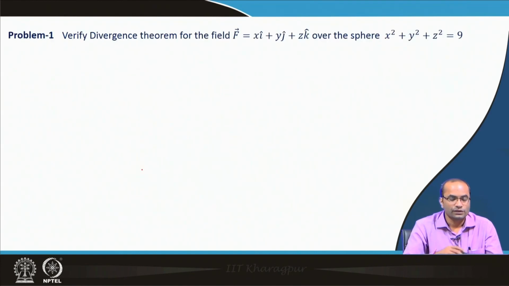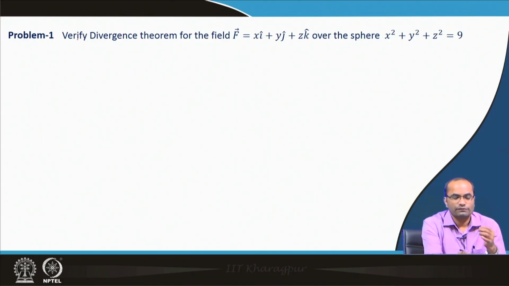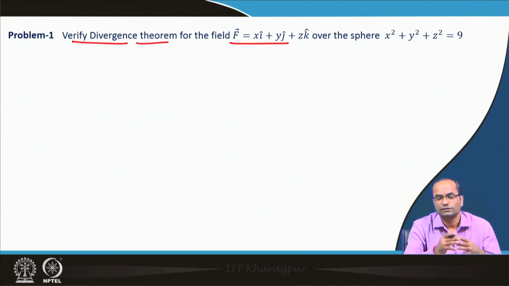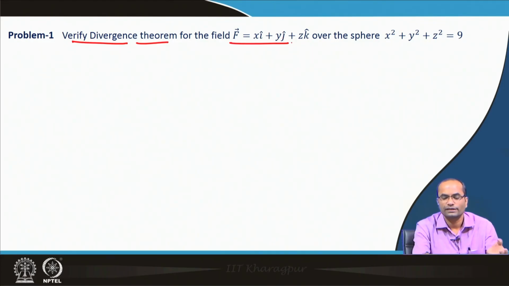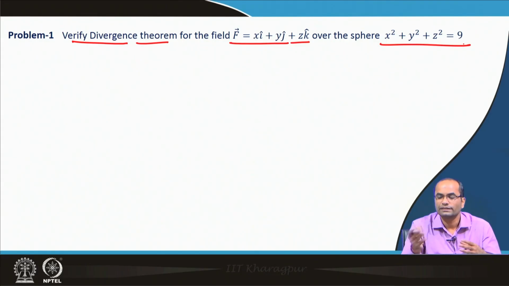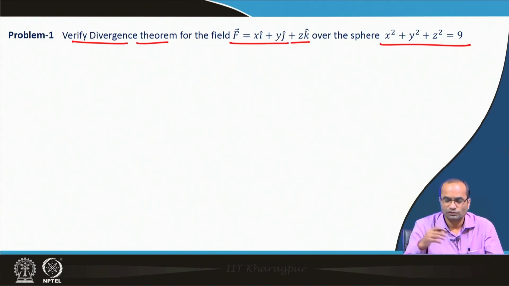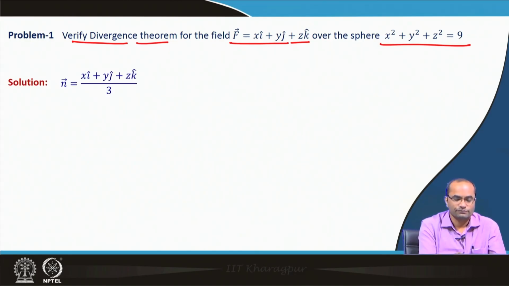Okay, so, coming to the example problem here, we will verify the divergence theorem for this field, which is x i, y j and z k, the three components, over the sphere whose radius is 9. So, we have the surface, we have the flux, and then we will verify the divergence theorem.